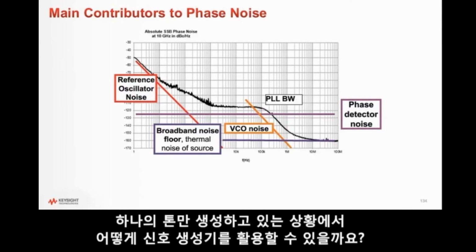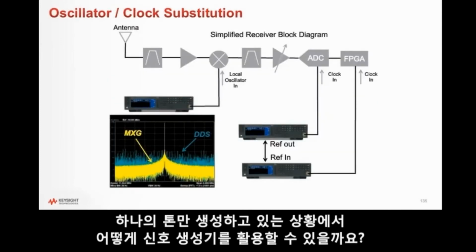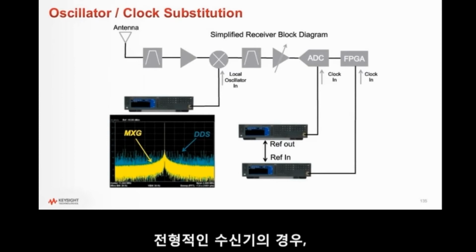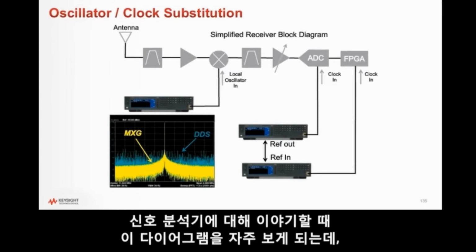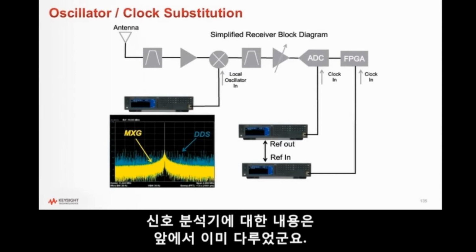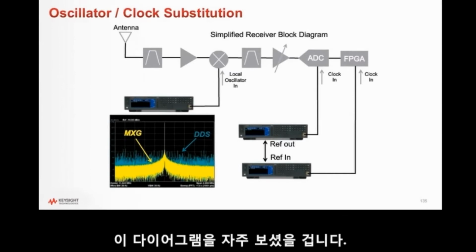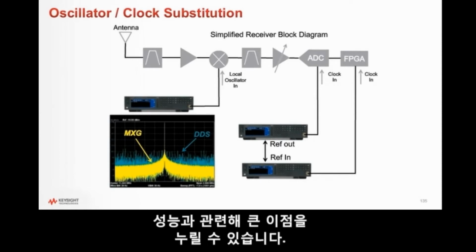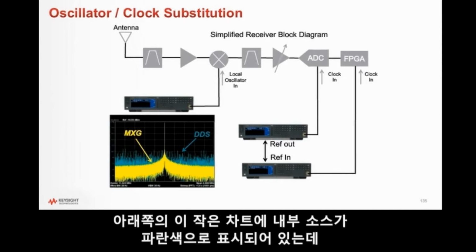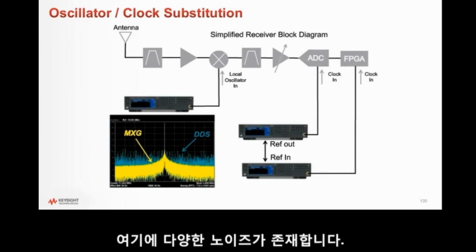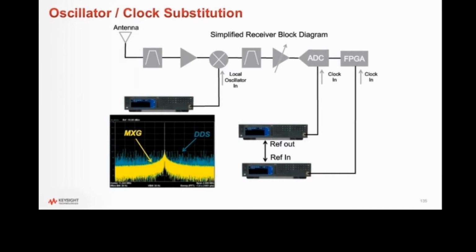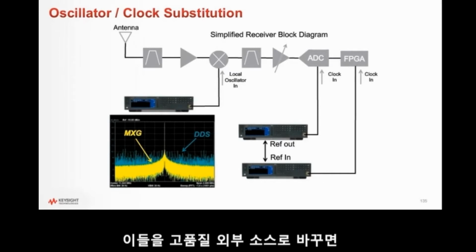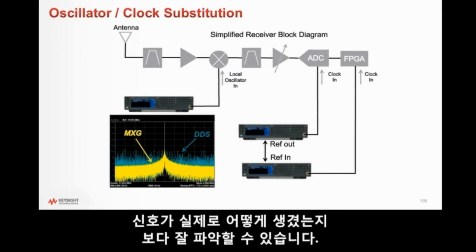What can you do with a signal generator? I think when you're just generating single tones, well, you can use it in a lot of places. In a classic receiver, which you'll see this diagram a lot more when we talk about signal analyzers, or we already did talk about signal analyzers, what I'm saying, you probably saw this diagram a lot. Well, if you replace the internal sources with high quality external sources, you can often get a lot of benefit to the performance here. So this little chart down here is showing the internal source in blue, and we've got all sorts of noise in here. And if we replace those with a high quality external source, we can get a much better idea of what our signal actually looks like.